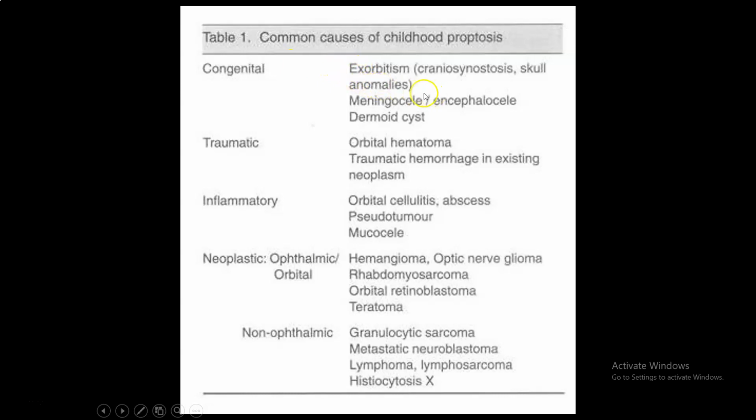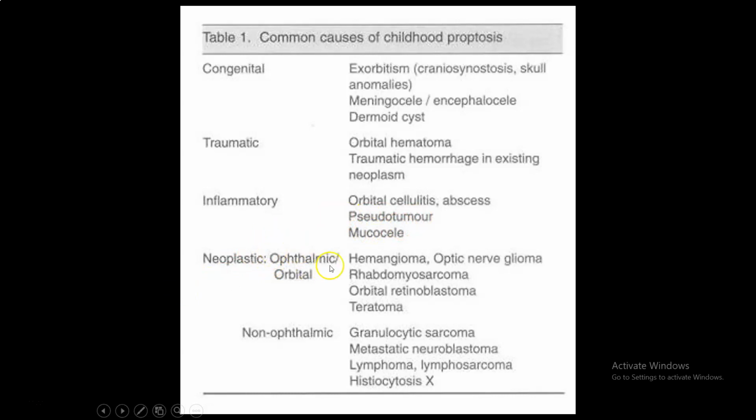Or you get the meningocele or encephalocele, the syncypital type as we'll see it, or the dermoid cyst. This is congenital. Traumatic, of course, can cause proptosis. How? By orbital hematoma. Inflammatory, as we said, orbital cellulitis, abscess, pseudotumor, or mucocele.